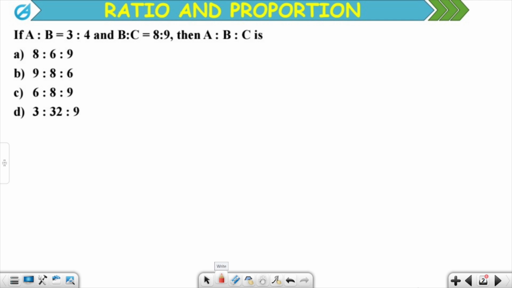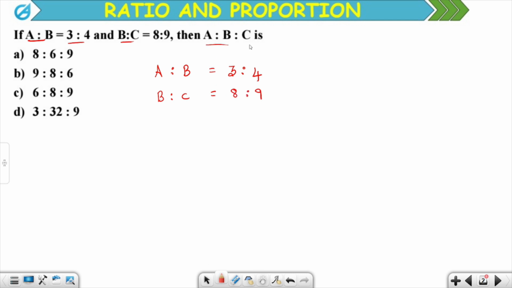Okay, see what is the first thing? If A is to B is 3 is to 4 and B is to C is 8 is to 9, then A is to B is to C is? See here, what data are given? Initially they are given the ratio of A and B, which is 3 is to 4. What is the second ratio? B is to C, which is nothing but 8 is to 9.